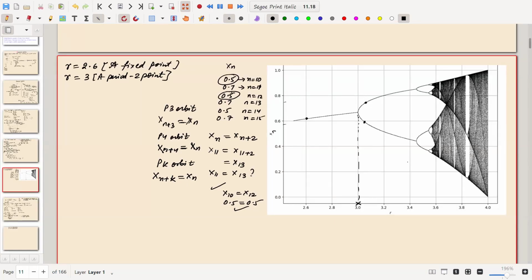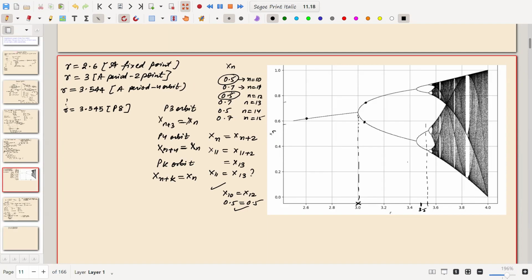Okay. When r equals 3, a period 2 point. When r is equal to say 3.544, what do you see? 3.5 is here, 3.54 is somewhere here. At this point, what do you see? A period 4 orbit. Okay, so same thing. If you go a bit more, maybe 3.545, you will see a period 8 orbit.